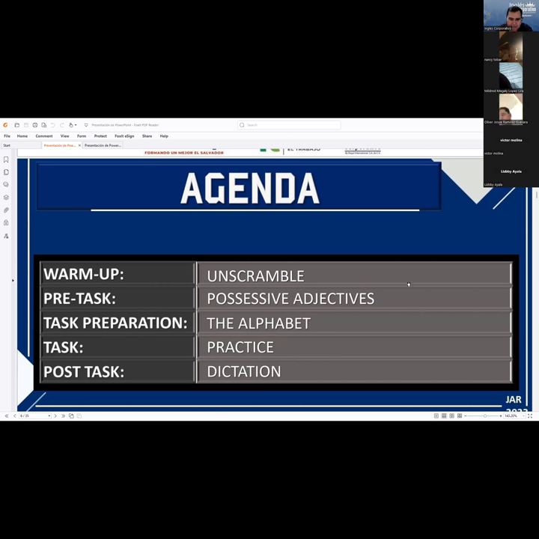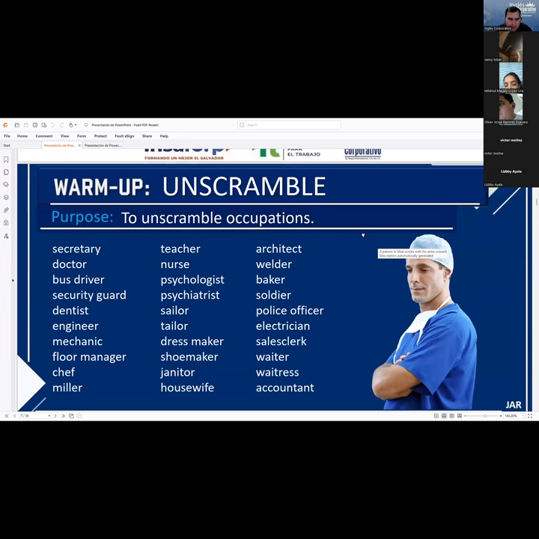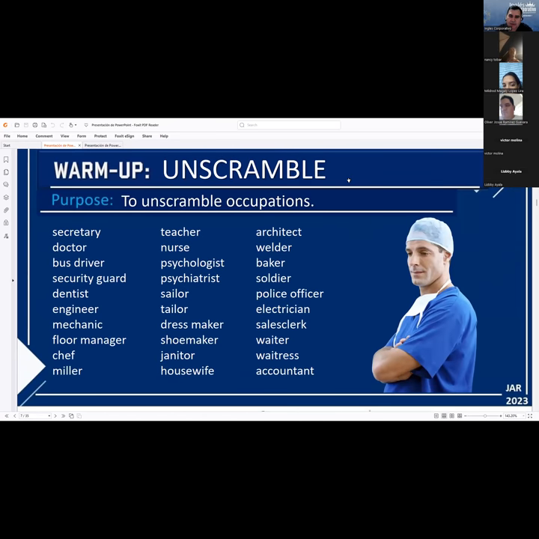Let's begin. Okay. We begin with unscramble. Unscramble. Okay, so the purpose is to unscramble occupations. You say, teacher, unscramble? ¿Qué es unscramble? What is unscramble? Okay. If they are scrambled, they are revueltos. Y hay que desenredar. Hay que poner en el orden correcto.